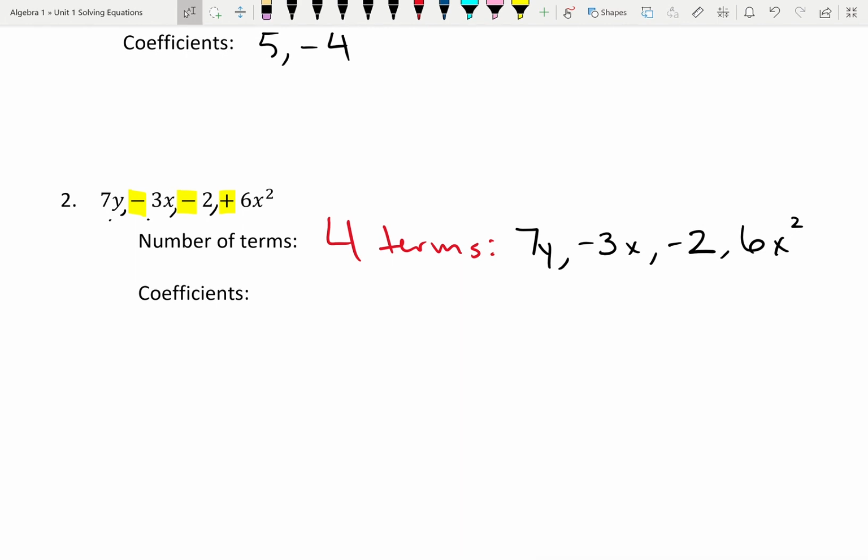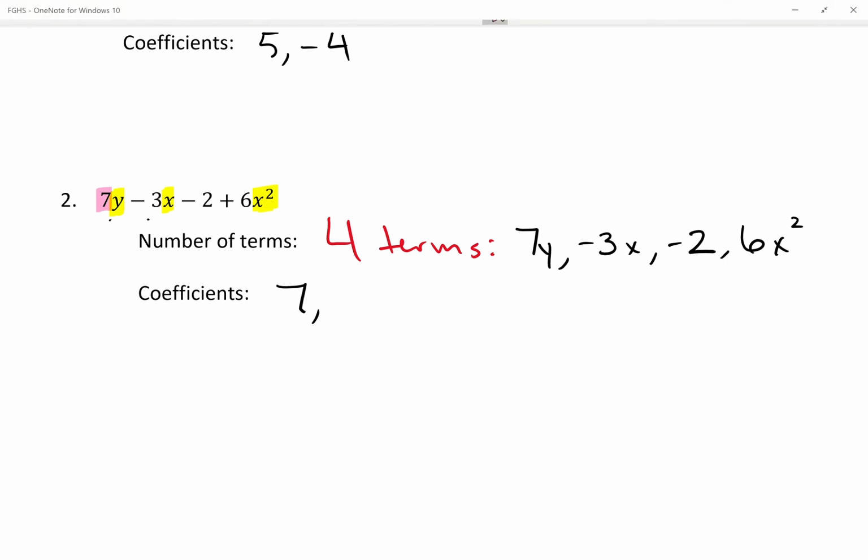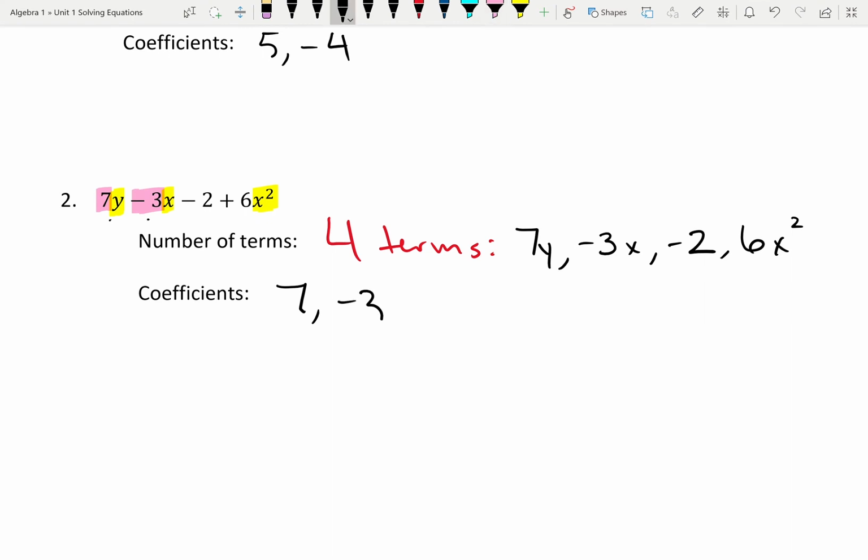All right, as far as coefficients go, we just look for the variables. So I just need to highlight the variables here, here, and there. That 2 does not have a variable. So if we look in front of that, we have 7 as a coefficient. So 7. And then we have negative 3 in front of the variable, so that's going to be a coefficient of negative 3. And then finally, we have a plus 6 in front of the x squared. Again, I don't need to write plus 6, I'll just write a 6, since if there's no sign, it's already positive. All right, so we have 7, negative 3, and 6.